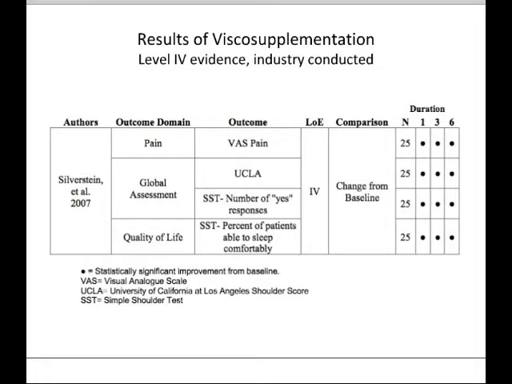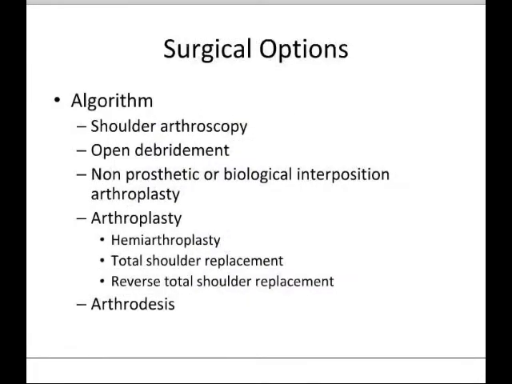So in terms of the surgical options for glenohumeral joint arthritis, I'll go through shoulder arthroscopy, open debridement, non-prosthetic or biological interposition arthroplasty, arthroplasty, whether it be a hemi, total shoulder replacement, or reverse, and obviously the late salvage procedure of an arthrodesis I won't really go into.